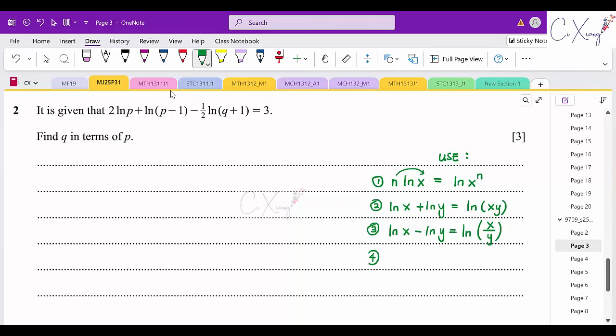Then lastly, one more important formula that we need to know is if you have ln x equals a, and you want to get rid of the ln, you bring the ln over. The ln is basically log base e. So when you want to get rid of the ln here, you bring the base e over to the right hand side, and it becomes x equals e power a. These are a few important formulas that we are going to use to make our equation become an equation with Q in terms of P. So let us start. Let me copy down the equation first.